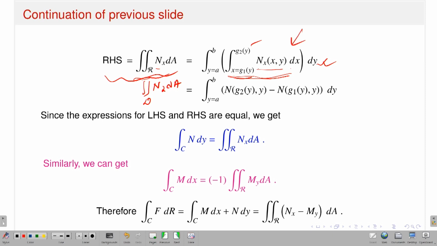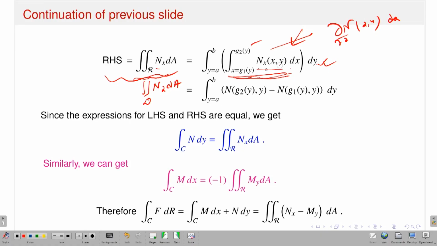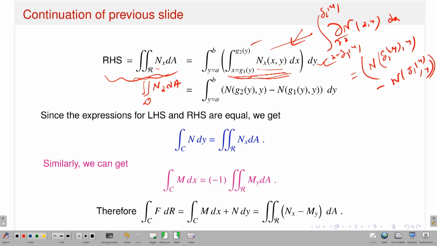Now you can calculate it. Keep y from A to B as it is. Look at this integral. This is del N del x at the point (x, y), and I am integrating with respect to x. If y is fixed, think of this integral as a function of x. Now use the fundamental theorem of integral calculus for fixed y. So this is integration for x from g1(y) to g2(y), and by the fundamental theorem, this is nothing but the value of N at the point (g2(y), y), minus the value of N at the point (g1(y), y), isn't it? Because it is the fundamental theorem.